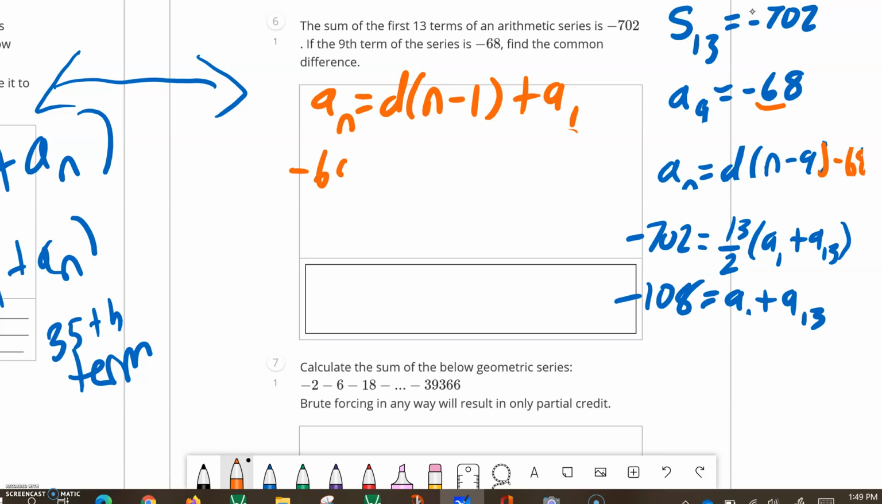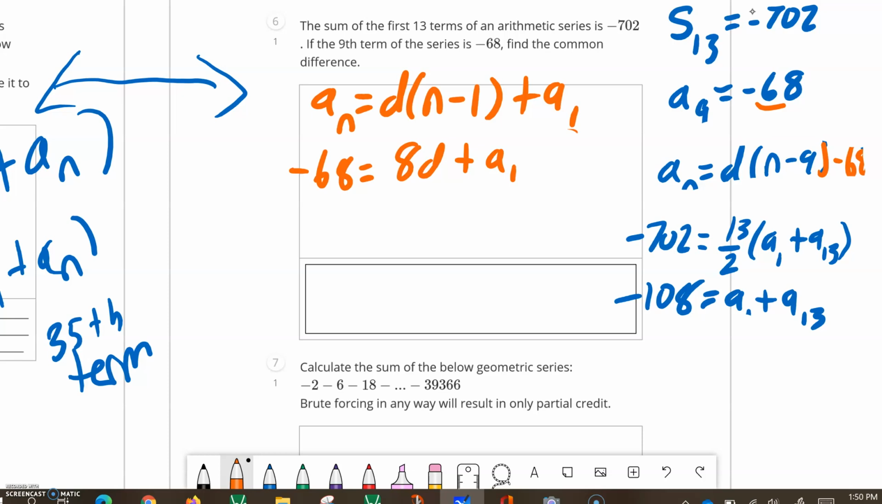So negative 68 is going to equal the common difference times, in this case, what is it? The 9th term, so that'd be 8. So that's now 8d plus the first term. You might be like, wait, that looks just like what you had, but it's a little different because now I have the first term involved here.